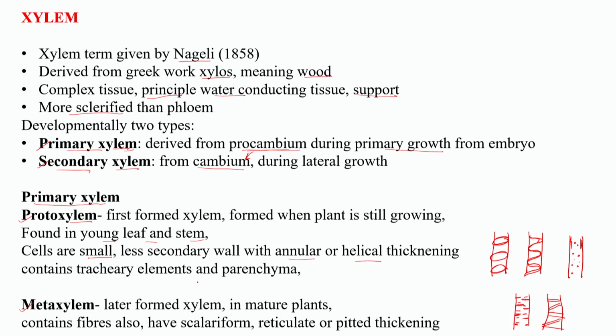Then in this protoxylem you will find tracheids, vessels, and parenchyma, however it will not contain the fibers, which we will see later. Then metaxylem is the later formed xylem. It is found in mature plants when the plant has somewhat attained its development and is not so elongating. This metaxylem will contain fibers. These are more thick walled cells because they have less chance of elongation. More thickening in the form of scleriform and reticulate thickening or pitted thickening will be observed.